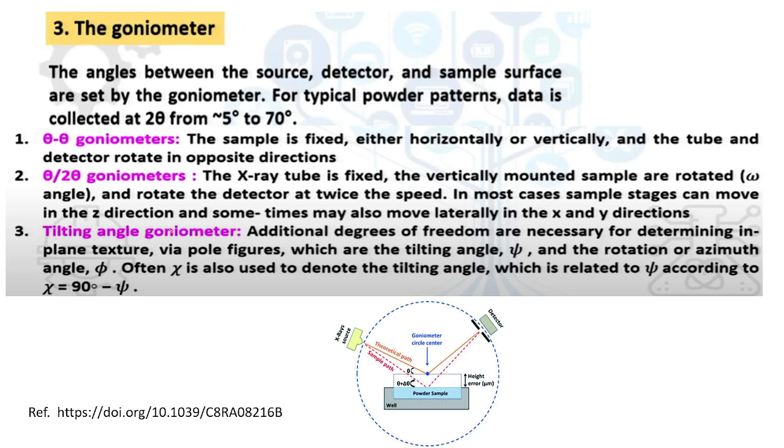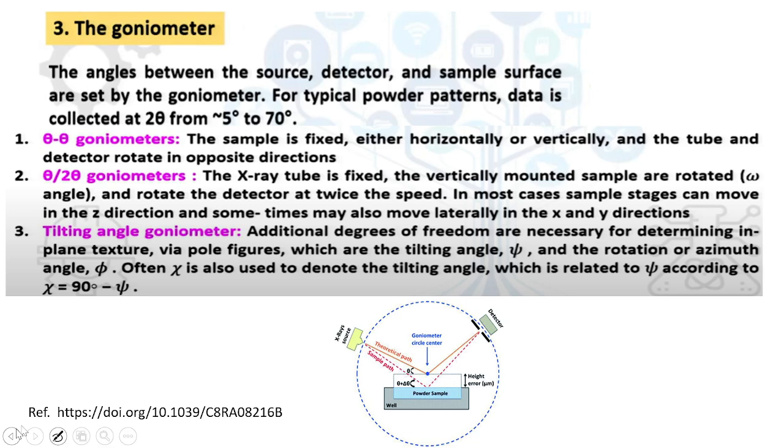The next is the goniometer. The angles, as I have told, are usually 5 degree to 90 degree that we maintain in wide angle XRD. The angle between the source, detector and sample surface is set by the goniometer. For a typical powder pattern, the data is collected at 2 theta from 5 degree to 90 degree, and we can tune the theta in different ways. For example, the sample holder is fixed either horizontally or vertically, and the tube and detector only rotate.